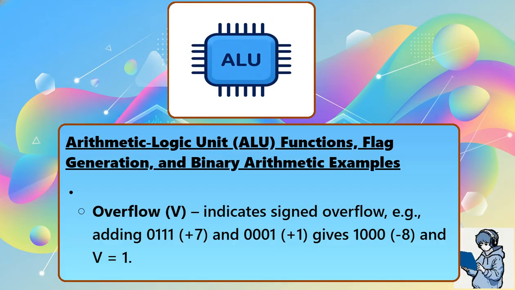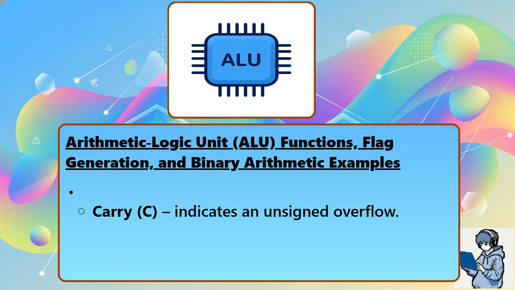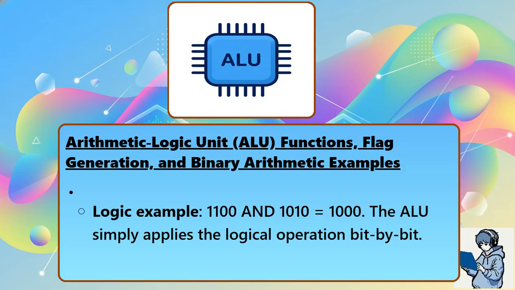For example, adding 0111 (+7) and 0001 (+1) gives 1000 (negative 8), and V equals 1. Carry C indicates an unsigned overflow. Logic example: 1100 AND 1010 equals 1000. The ALU simply applies the logical operation bit by bit.